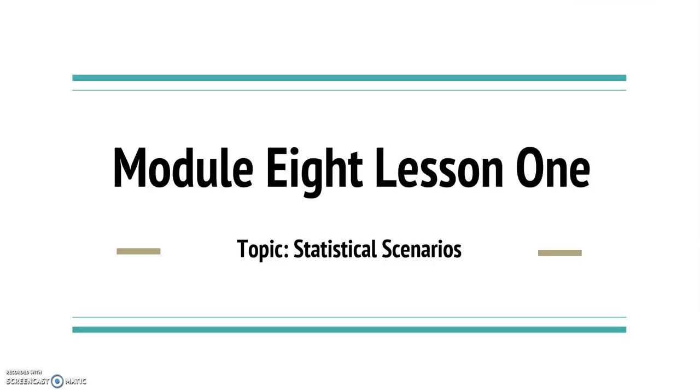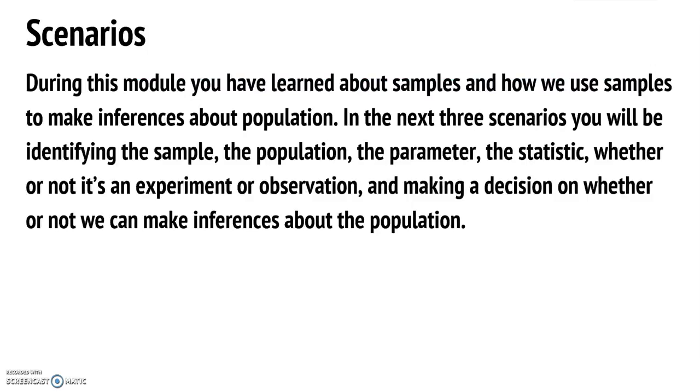All right, so in this section, we are going to take a look at all of the vocabulary that we have worked with in Module 8, Lesson 1, and apply it to 3 different statistical scenarios. During this module, you learned about samples and how we use samples to make inferences or conclusions about the population. In the next 3 scenarios, you'll be identifying what is the sample, what is the population, what is the parameter. Remember, the parameter is any number that's associated with the population.